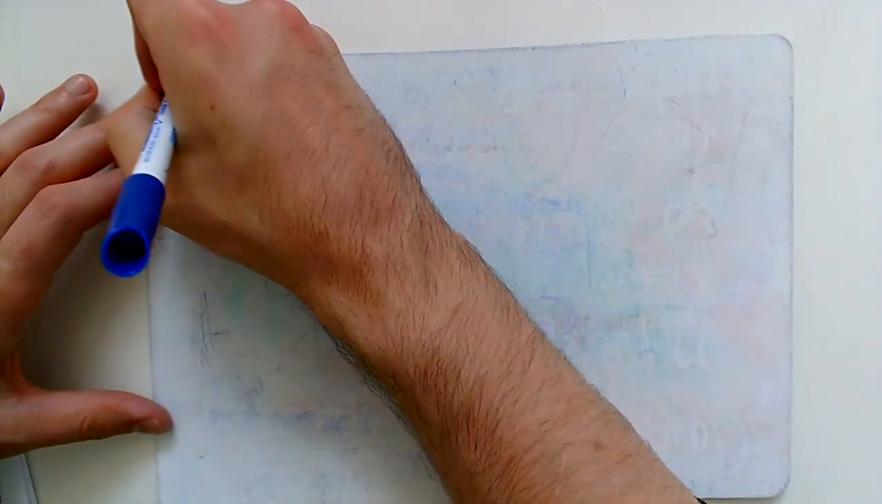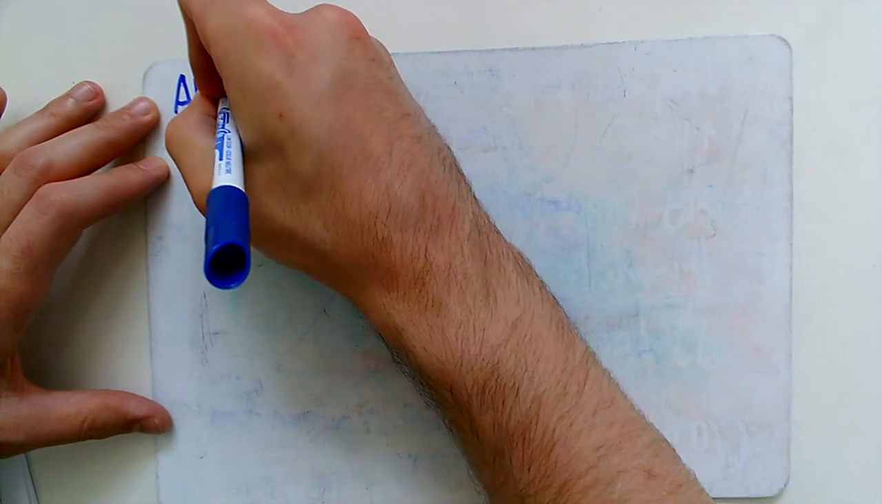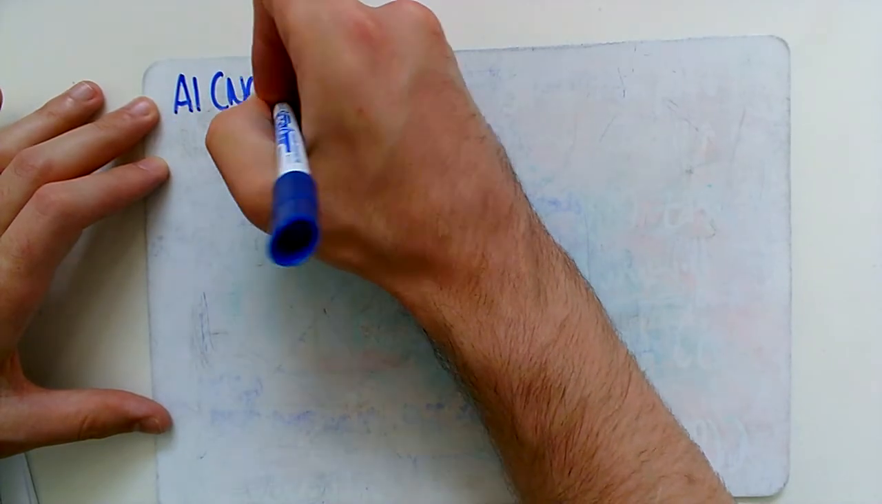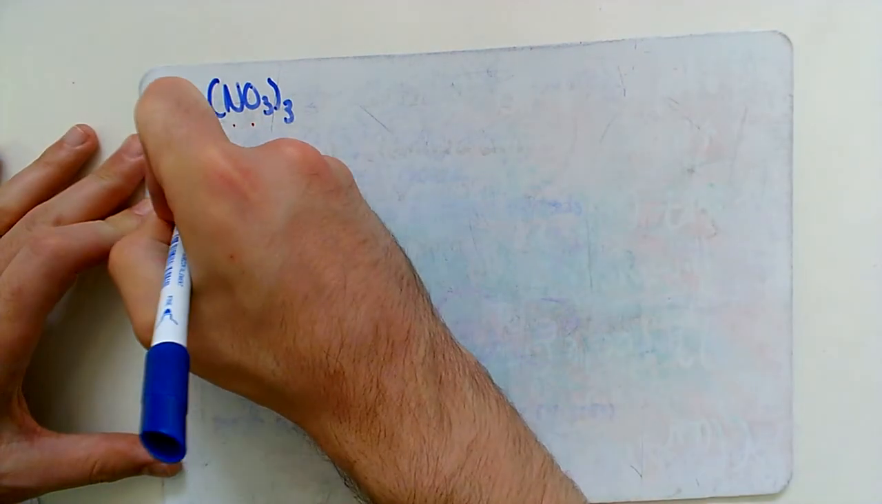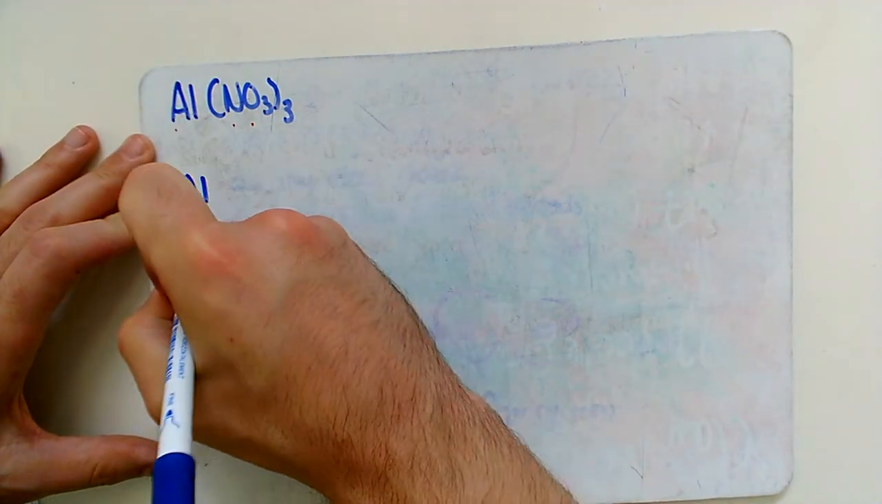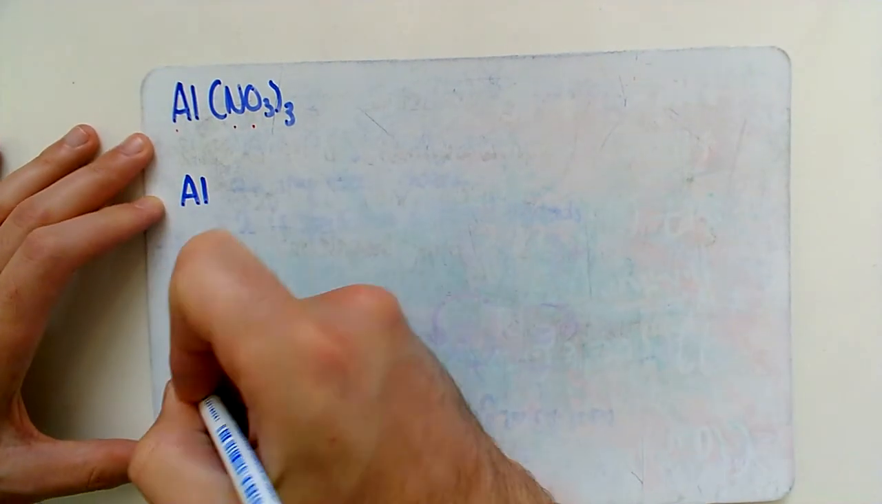We will do one final example, and this is going to be one that involves brackets. So we're going to look at that one we looked at the start, aluminium nitrate. Okay, so we're going to start looking for capital letters. We've got one here, one here, one here. So we've got aluminium, we've got nitrogen, and we've got oxygen.